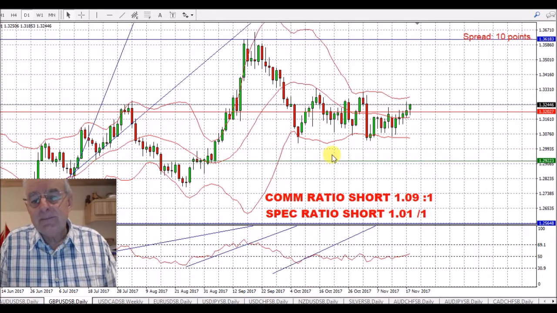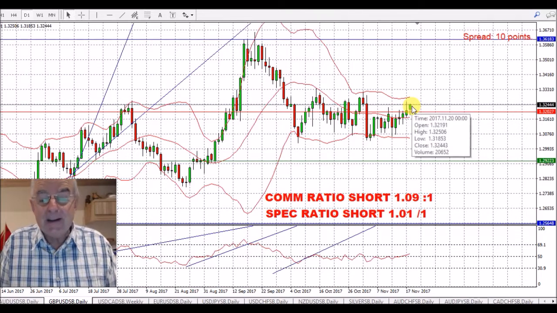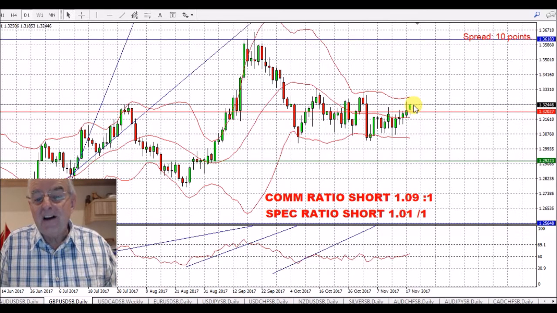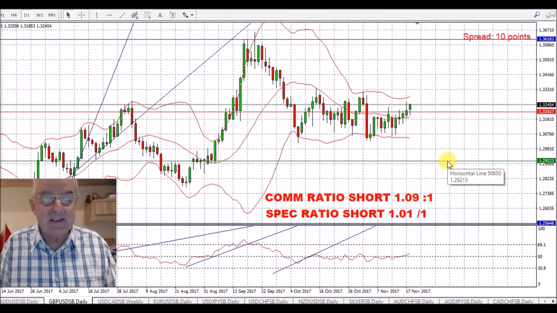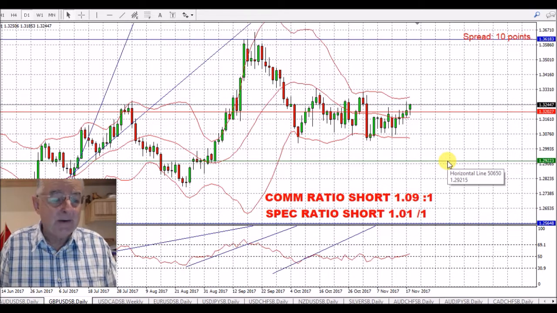Pound USD, a nice bit of strength in this. I actually feel short this. I think this is going to go down to about the 129 mark. If it gets there, I'm going to buy it back up. So we'll see how that goes.